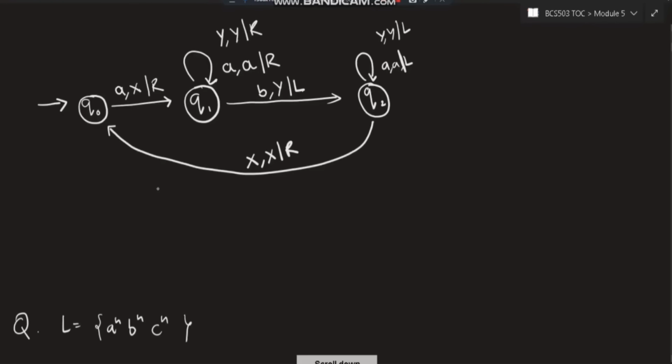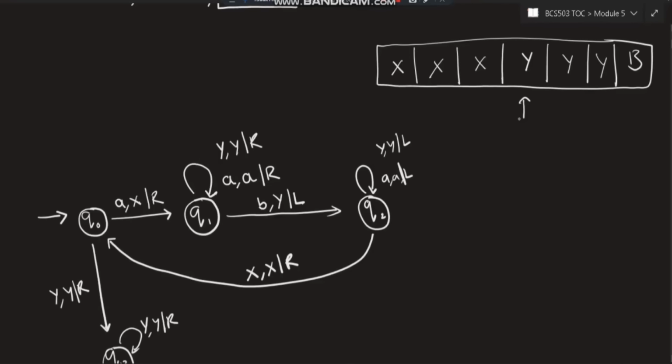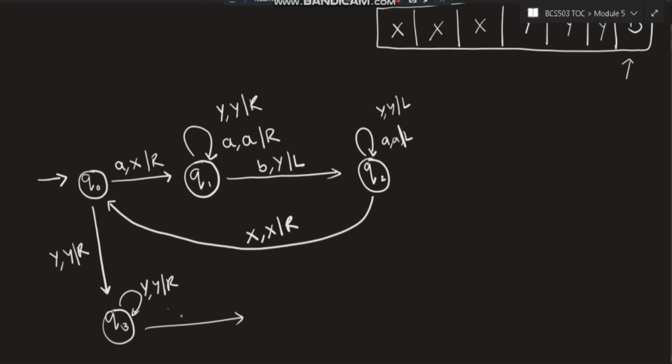For that, I'll take another state here: on y, keep it as y only and move to the right, and I'll reach a state q3. Here also I'll make a self loop. No matter how many y's are there, keep it as y only and move to the right. So I'll move over all the y's and reach a capital B. When I reach a capital B, I keep it as B only and move to the left or right, it doesn't matter. Then I'll move to the Q4 state, which is called the halt state.